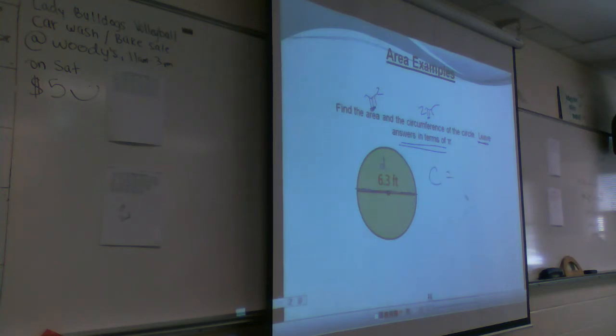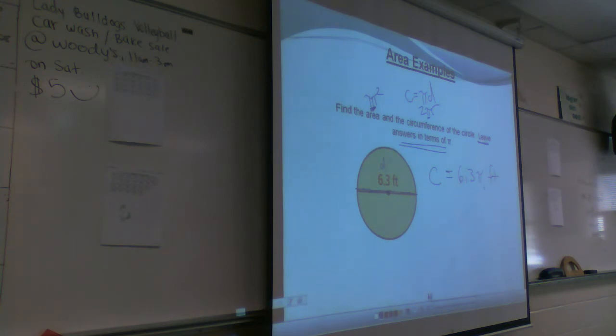So circumference here is 2 pi r, or pi times the diameter. If I was leaving this in terms of pi, all I would have to do is go 6.3 pi. That's the diameter. The circumference formula says you take the diameter, you put pi at the end of it, and you're technically done. If it said round to the nearest tenth, then you could multiply pi into it.